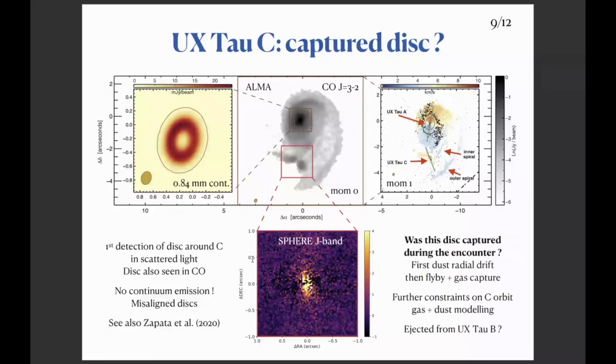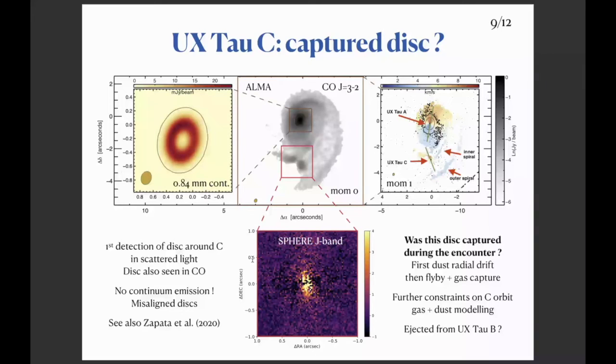So we have this idea that perhaps the disk was captured during the encounter. For that to happen, you need to have a phase of radial drift at the very beginning. Then you make the flyby, and C captures the outer parts of the disk, which are mainly micron-sized dust or gas. And that's why perhaps we only see this in the gas or in the scattered light. To validate this, we need further simulations with gas and dust modeling, but it seems promising.